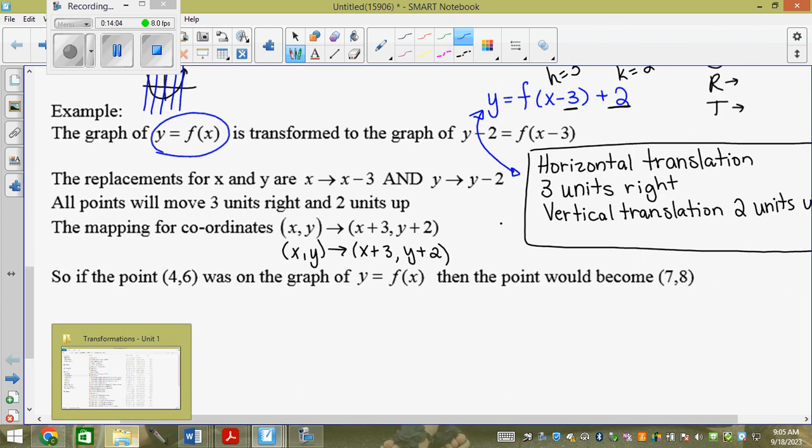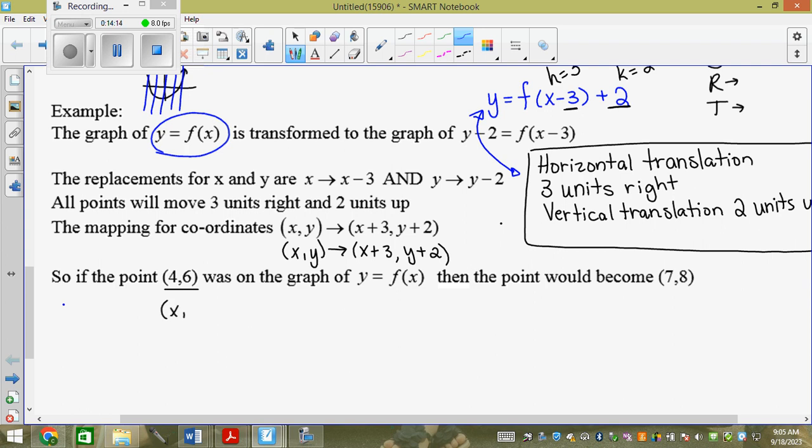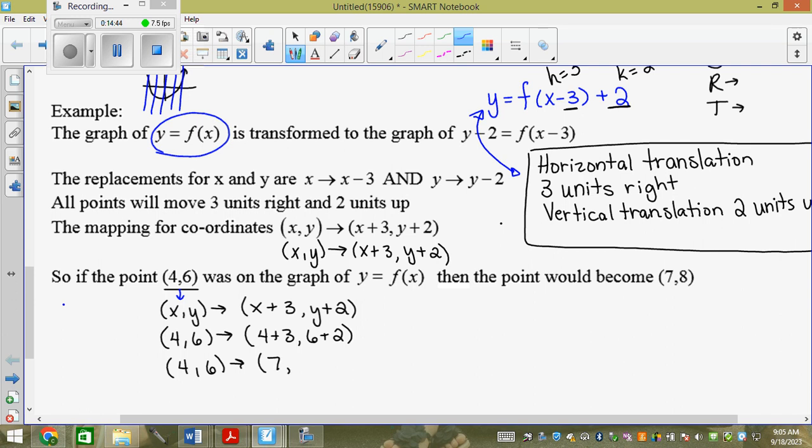So it says here, if the point 4, 6 is on the graph of y equals f of x, then the point would become 7, 8. Well, let's try it. We're moving a coordinate, so we're going to use mapping. x, y becomes x plus 3, y plus 2. And I'm going to put this in here. So I'm going to go 4, 6 becomes 4 plus 3, 6 plus 2. So 4, 6 becomes what? 7, 8. And it proves it, right?